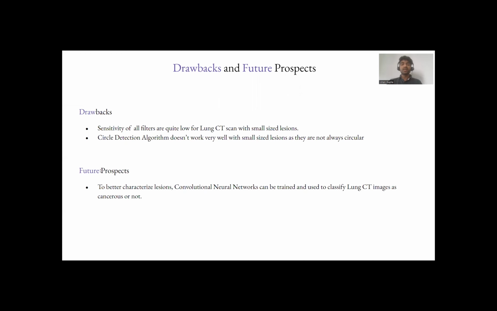Certain future prospects are that we can probably use convolutional neural networks to train and classify the lung CT images and detect whether they're cancerous or not.